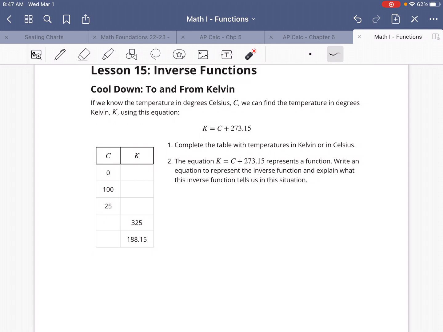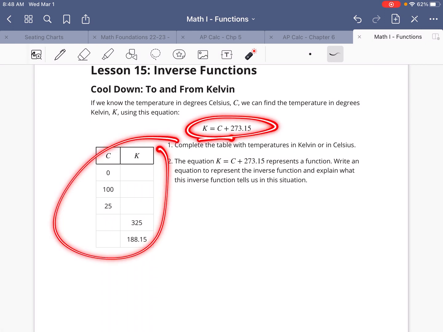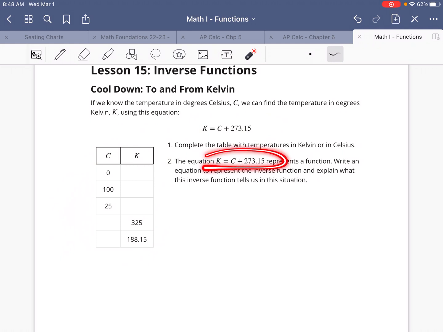So if we know the temperature in degrees Celsius, we can find the temperature in degrees Kelvin using this equation. So we want to complete this table. Now the equation k equals c plus 273.15 represents a function. Write an equation to represent the inverse function and explain what this inverse function tells us about the situation.